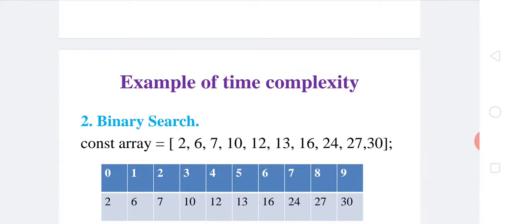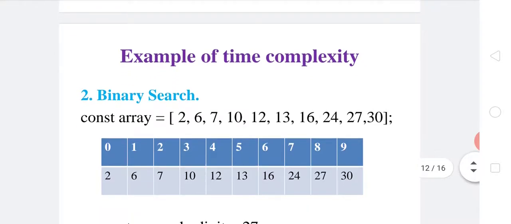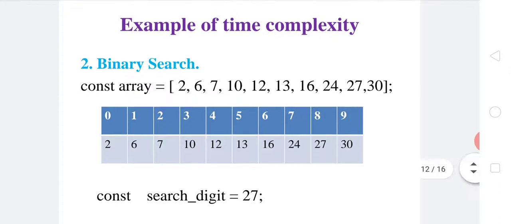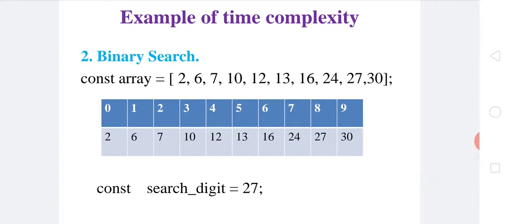Let us examine the binary search algorithm for this case. Now we can see here one array. The array elements are, I am taking the same elements: 2, 6, 7, 10, 12, 13, 16, 24, 27 and 30. These 10 elements are placed in array locations starting from 0 to 9.